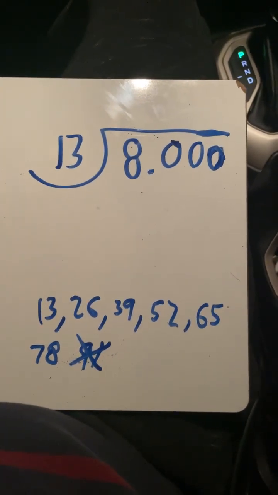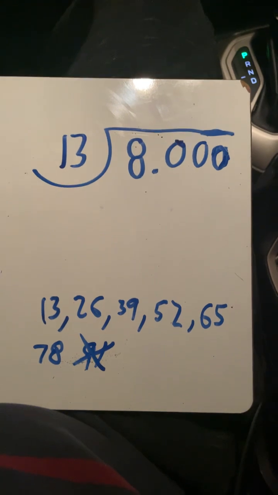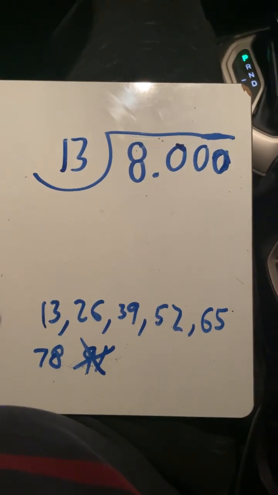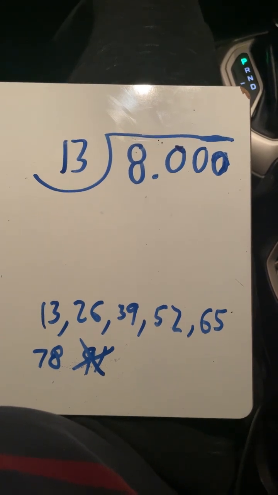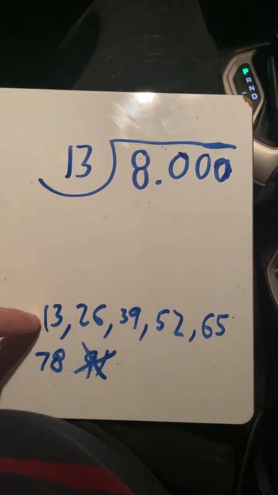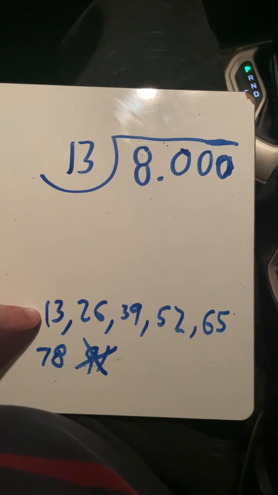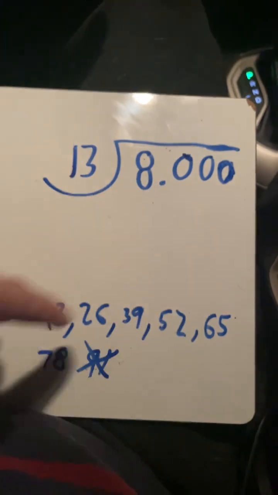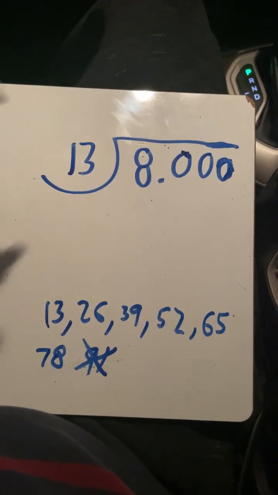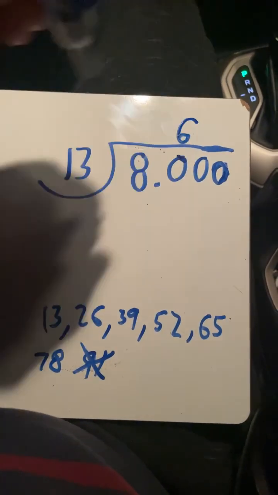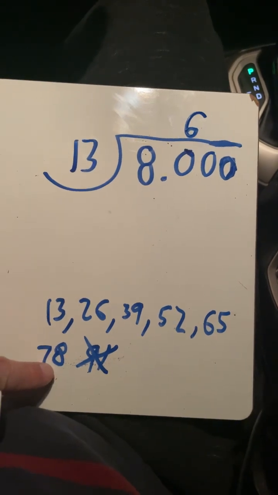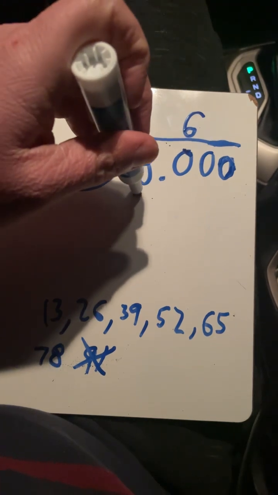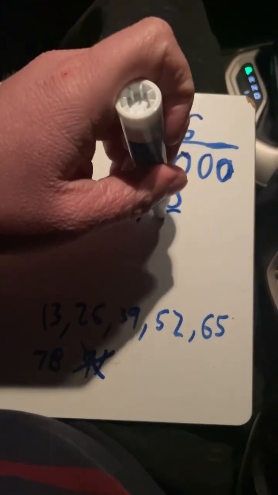We want to figure out how many groups of 13 we can get within the number 80, but without going over 80. So I'm going to count how many groups of 13 I got here: 1, 2, 3, 4, 5, 6. So 13 goes into 80 6 times. Now the number I landed on was 78. 78 is the closest I could get to 80 without counting over.